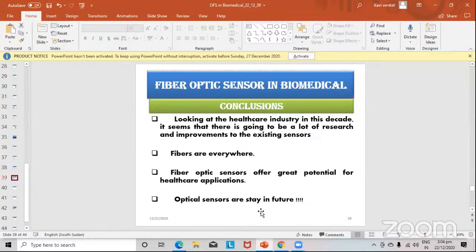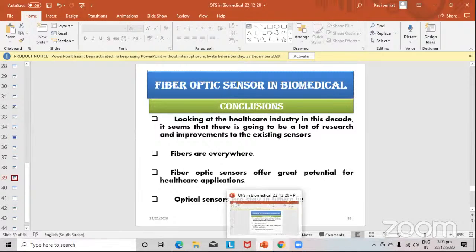Looking at the healthcare industry in this decade, it seems that there is going to be a lot of research and improvements to the existing sensors. Actually, fibers are everywhere. So fiber optic sensors offer great potential for healthcare applications. Optical fiber sensors are here to stay in the future.